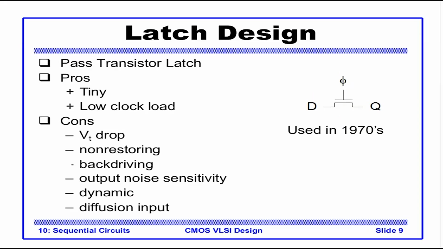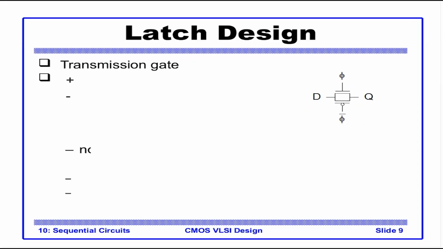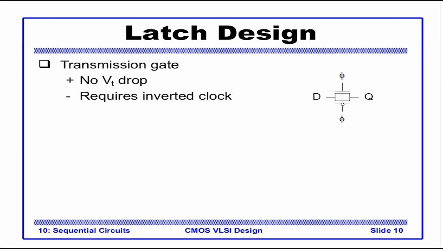basic design. So improvement number 1: we replace the pass transistor with a transmission gate. So we solve the case of VT drop here, since now we are using both PMOS and NMOS, so there is no VT drop. Now note that the clock φ, earlier it was connected to just one gate input, now it's connected to 2 gate inputs, so the load is increasing on clock, and further it requires an inverted clock.